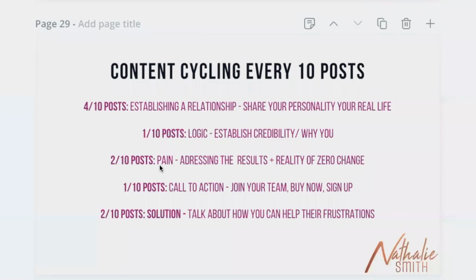2 out of 10 posts address the results that people are going to get when joining you, and the reality of zero results if they don't. And 1 out of 10, once a week, is going to be that call to action: join my team, I've got a spot for you, message me now. And then 2 out of 10 are going to be talking about their frustration.